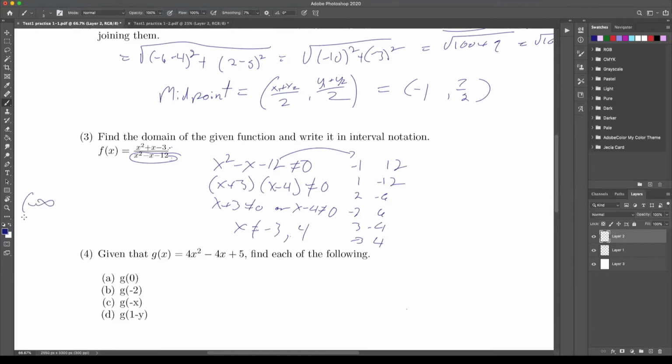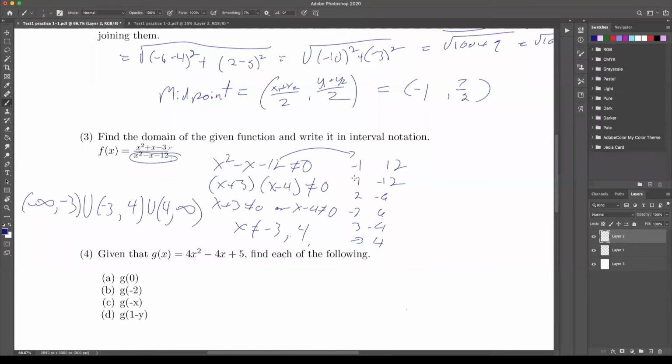So we start from negative infinity with the parentheses, we go to negative 3, we go from minus 3 also with the parentheses, because we don't want brackets, because we want to make sure we do not include the negative 3, go to 4, and then from 4 union to infinity.